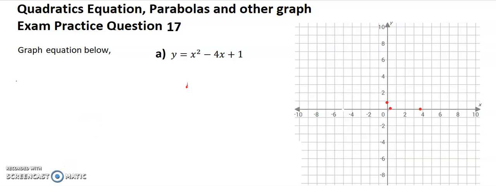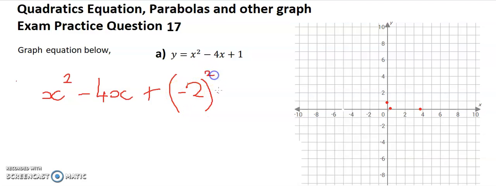So to find my turning point, the first thing I'm going to think about here is my b is negative 4. So I'm going to halve it. The half of negative 4 is negative 2. So I'm just going to plus negative 2 squared, because c is normally 2 numbers times, and they must add up to equal b. And I'm going to take away negative 2 squared, and I'll have the plus 1.